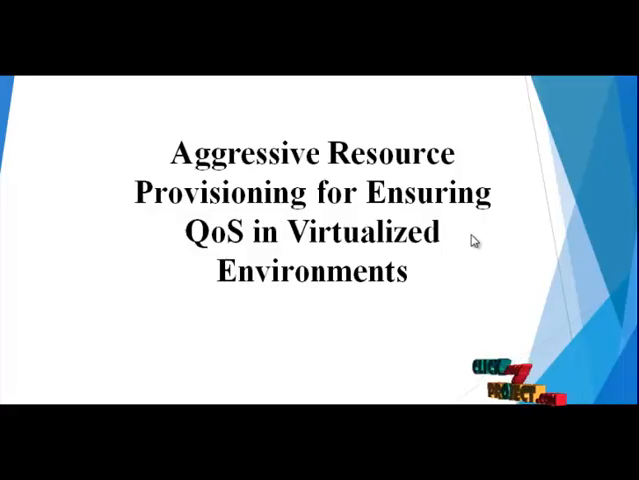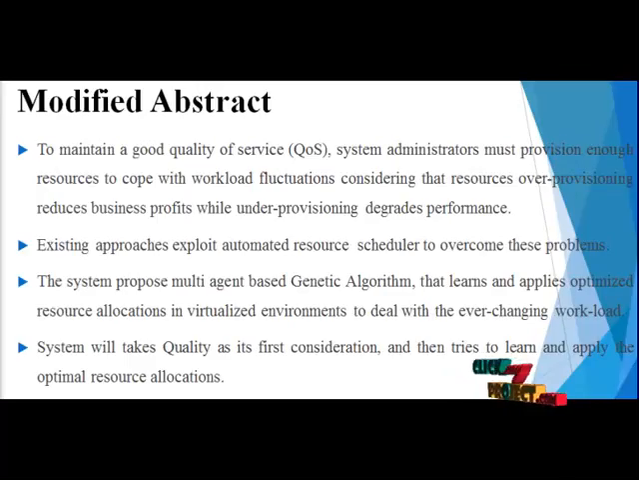Our title is Aggressive Resource Provisioning for Ensuring Quality of Service in Virtualized Environments. Coming to our abstract, elasticity has now become an essential feature of cloud computing, as it enables the ability to dynamically add or remove virtual machine instances when the workload changes.